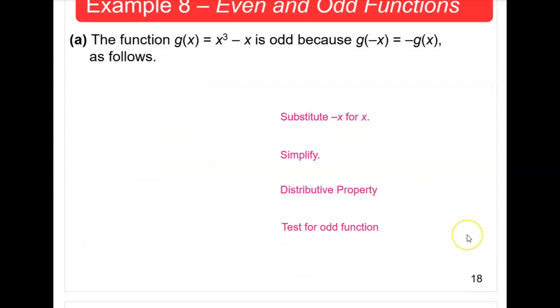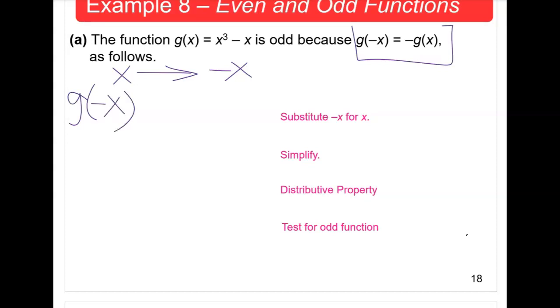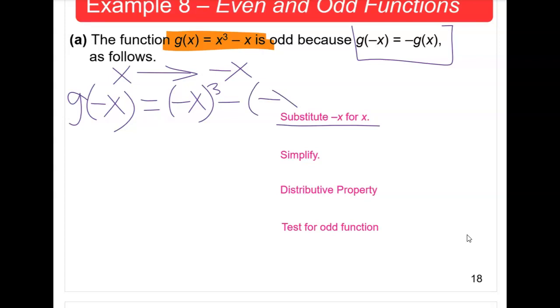So let's do the example here. We're going to check if this function is odd. Well, actually the answer is there already, but let's see. We're just going to do the replacement. We're going to replace x with negative x, so we're finding g of negative x. Remember, this is the original equation. So if we replace, we're going to have negative x to the third power, and then minus, we have another x, so negative x.